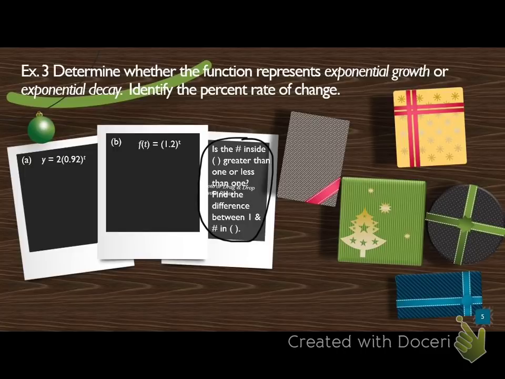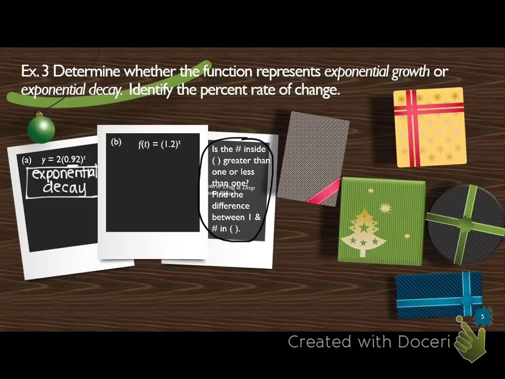So if I go to letter A, I have y equals 2 times 92 hundredths raised to the power of t. So I am looking right now at this 0.92. Now, hopefully you can tell rather quickly that that number is less than 1. So we know pretty quickly that this represents an exponential decay. Because remember, if the number in the parentheses is less than 1, that means it is a decay. So that part is easy.